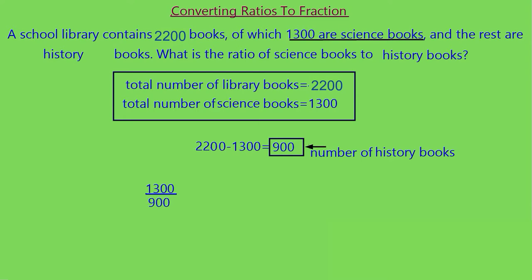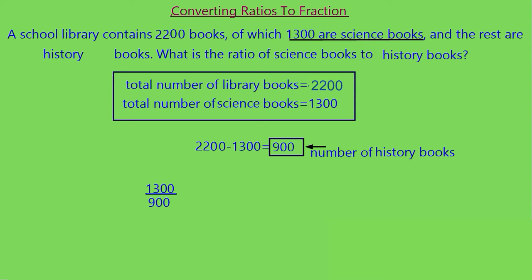We can now write the ratio of science books to history books. Science books were stated first, so we write it in the numerator, and the total number of history books in the denominator. That's 1,300 over 900. Now, what is the largest number that could go into the numerator and the denominator? That number is 20.